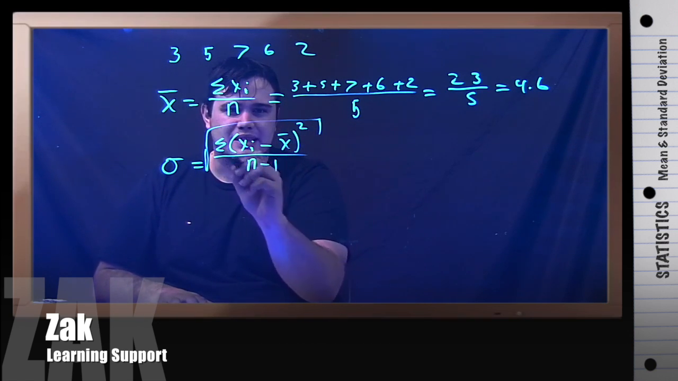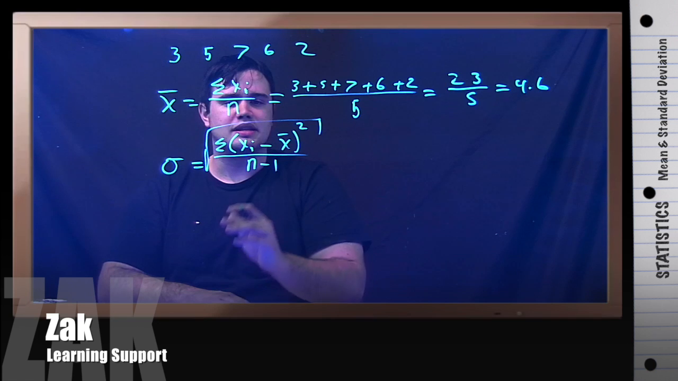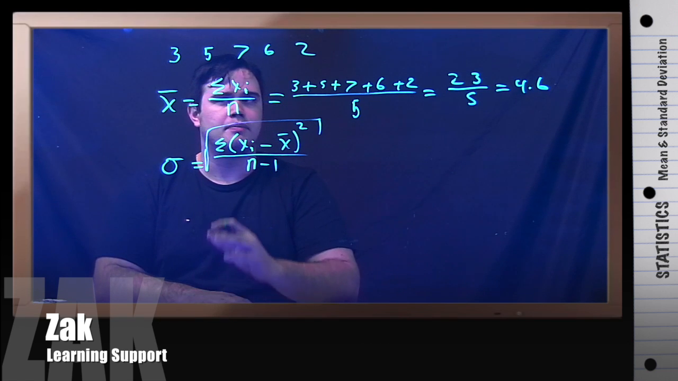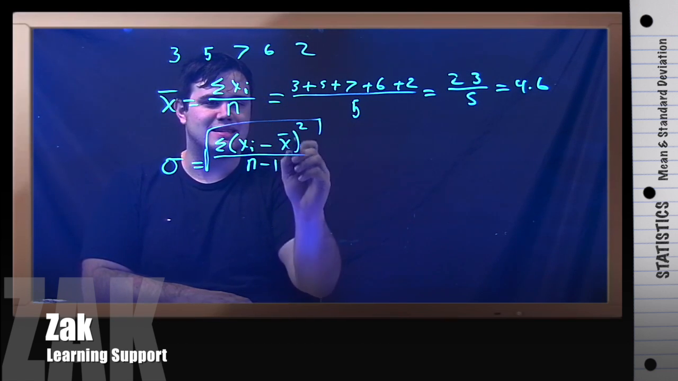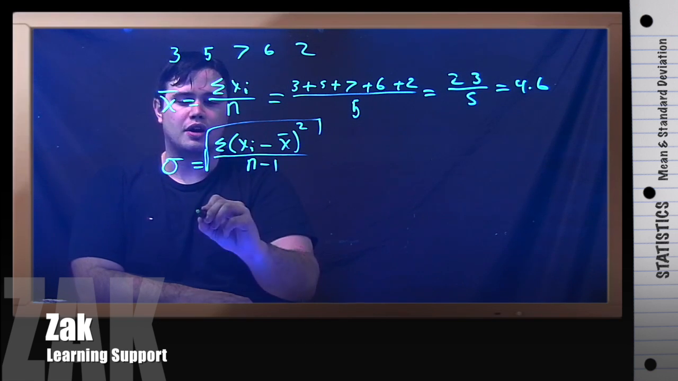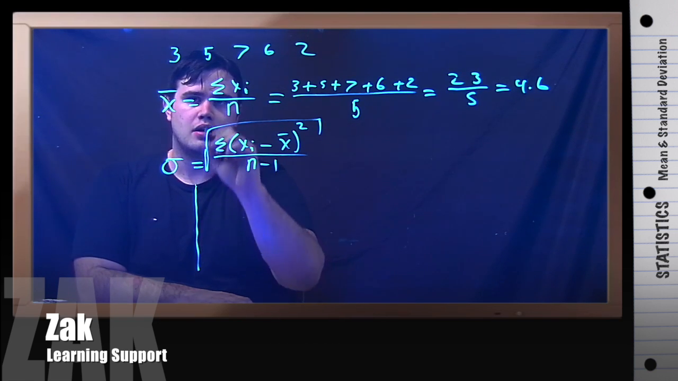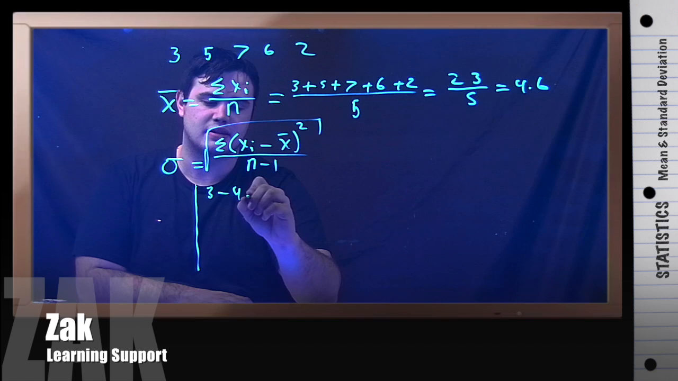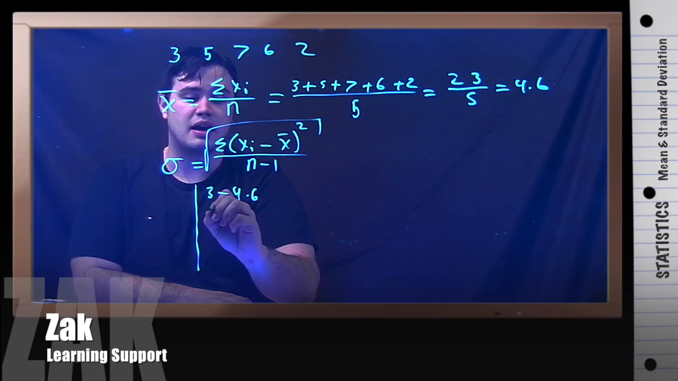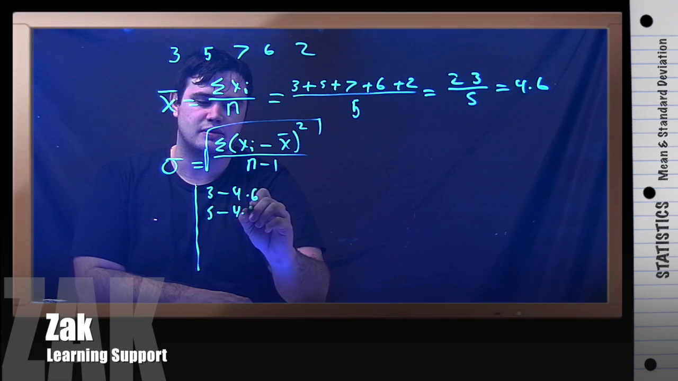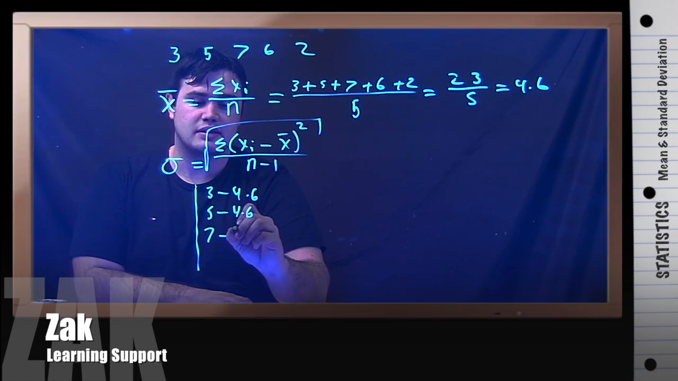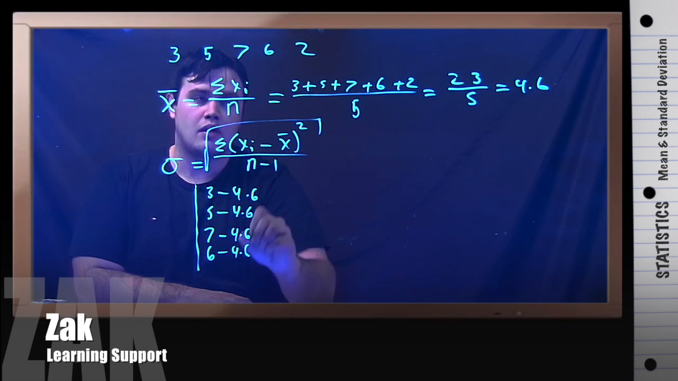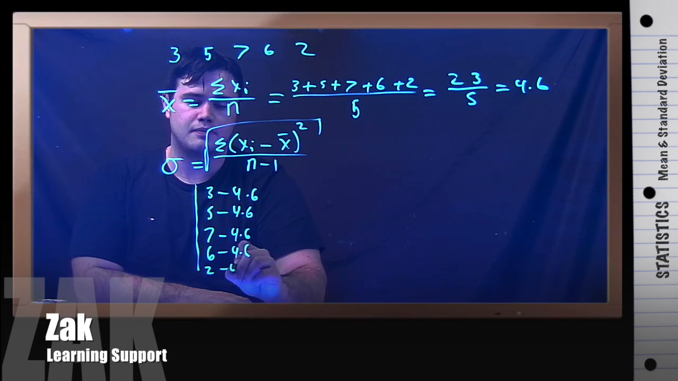The real complicated part is this summation in the middle. So what I'm going to do is I'm going to break that summation down into the steps, and then we're going to go ahead and see it. So down below here is where I'm going to work. So we have the first part, this interior. So what that means is I'm going to want to create kind of this table that I'm going to work with here. So we have 3 minus the mean, which we just calculated to be 4.6. Then we're going to have 5 minus the mean, which again, that's 4.6. 7 minus 4.6. 6 minus 4.6. And then finally 2 minus 4.6.